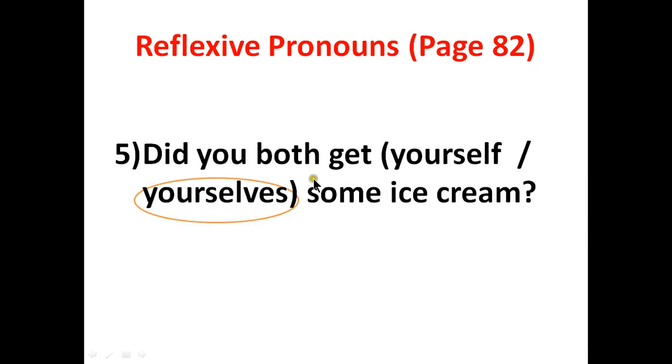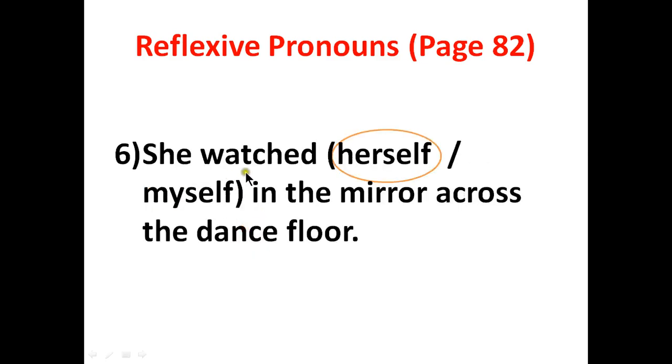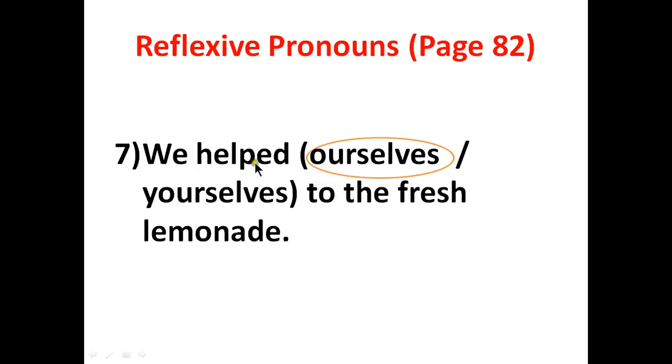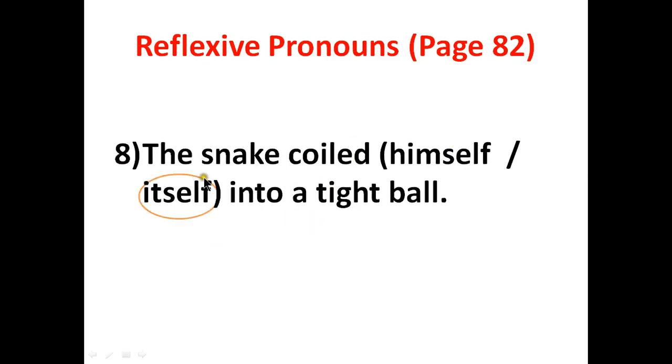Number 5, did you both get yourselves some ice cream? Yourselves will be circled. Number 6, she watched herself in the mirror across the dance floor. She watched herself. Number 7, we helped ourselves to the fresh lemonade. Number 8, the snake coiled itself into a tight ball.